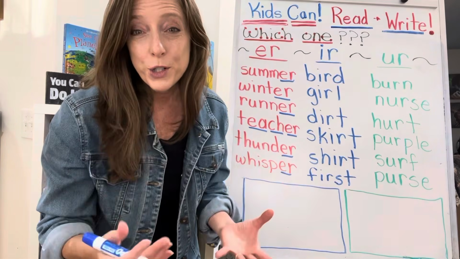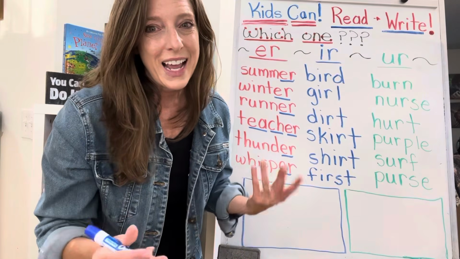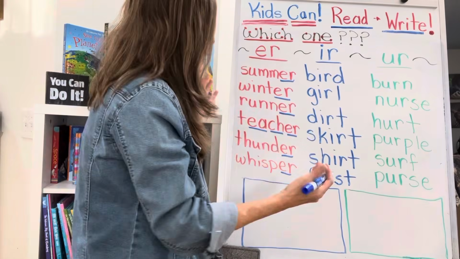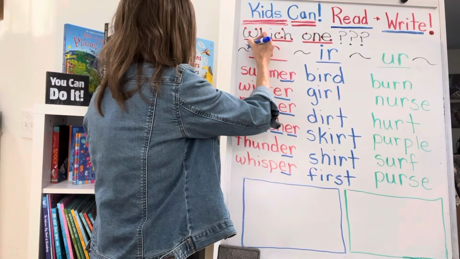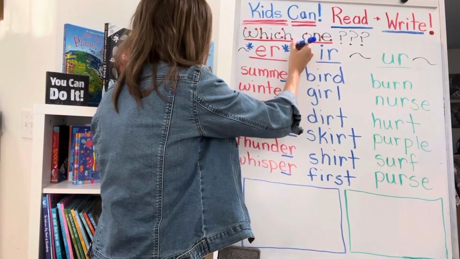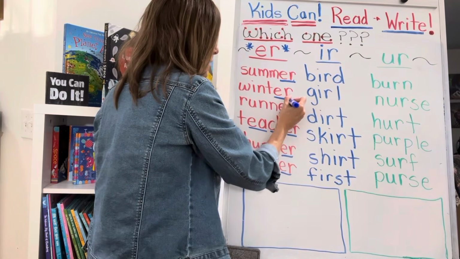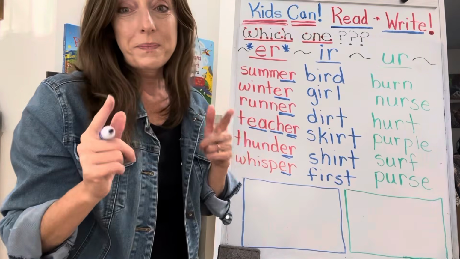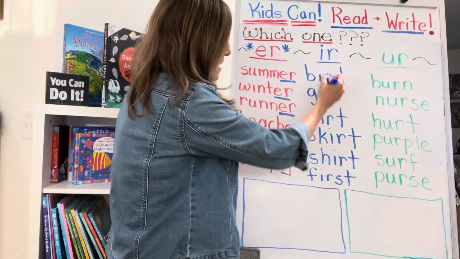So if your child's writing a word and he or she says, which should I put? Tell them, which one do you think? Usually it's going to be ER. That's our most common one, especially if they hear the "er" at the end, right? But now we're going to move on to the IR for real.